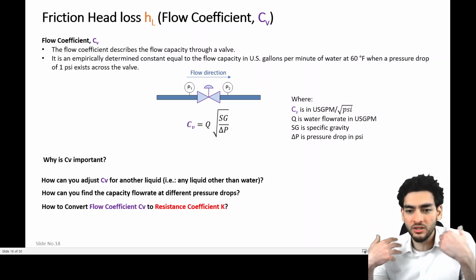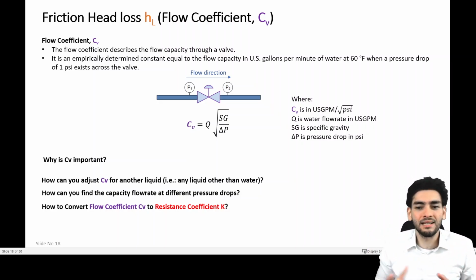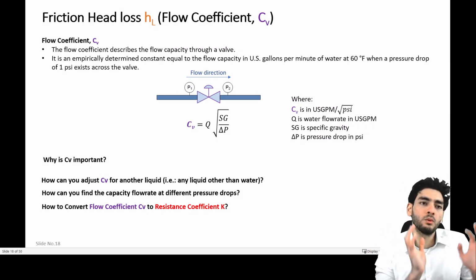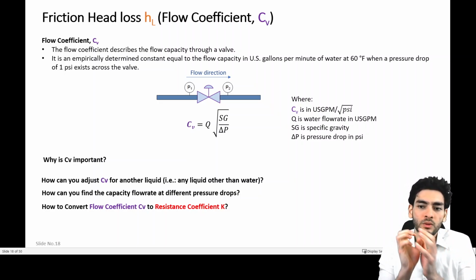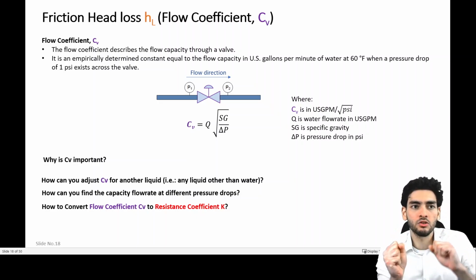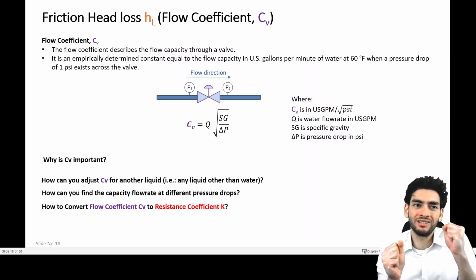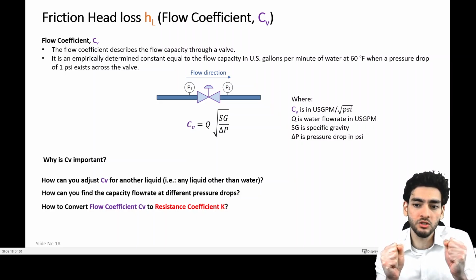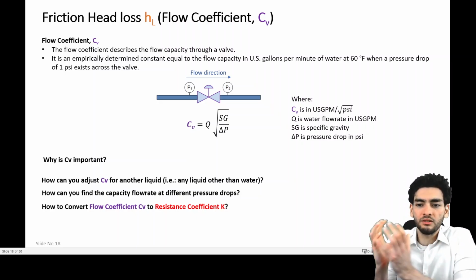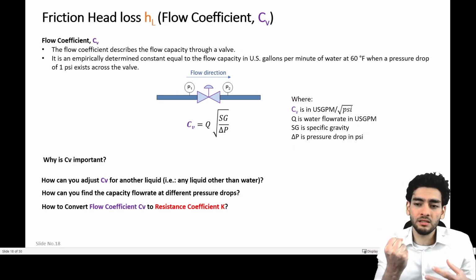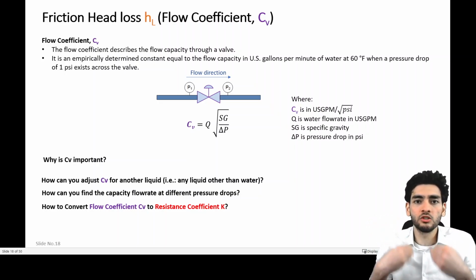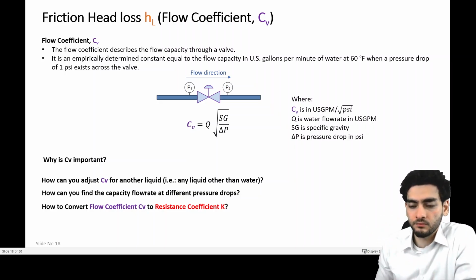And finally, another question that comes to mind is, we've been discussing resistance coefficients, and we know that resistance coefficients are a function of the friction factor. Essentially, you need to find the resistance coefficient so that you can calculate the frictional head loss term using the Darcy equation. So how can we convert the flow coefficient, which is CV, that is provided by the supplier, to a resistance coefficient so that we can use it in our modeling?